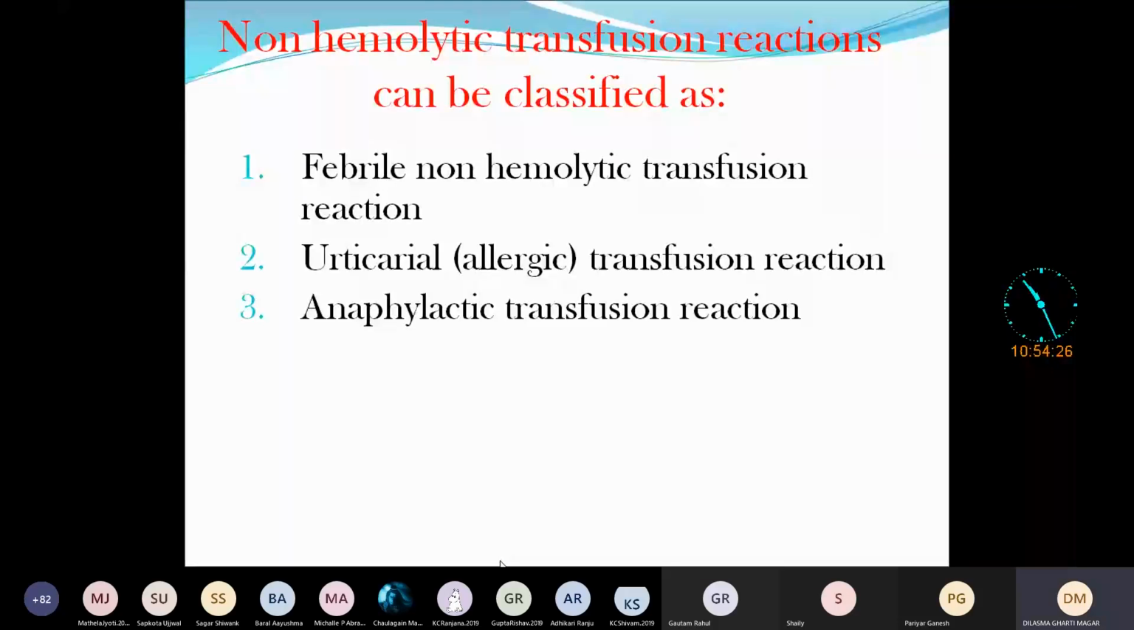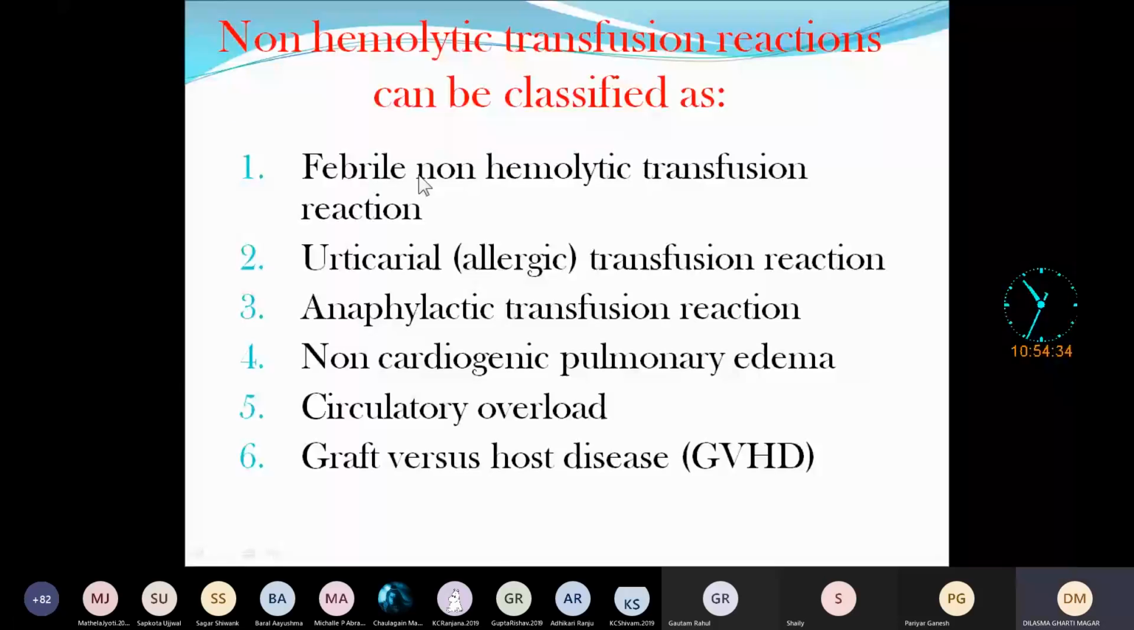Under the non-hemolytic transfusion reactions, it can be classified as febrile non-hemolytic transfusion reaction. Febrile means only the fever will be there. Or there can be the urticarial transfusion reaction, where there can be just allergy only. So urticarial or the allergic transfusion reaction can be there.